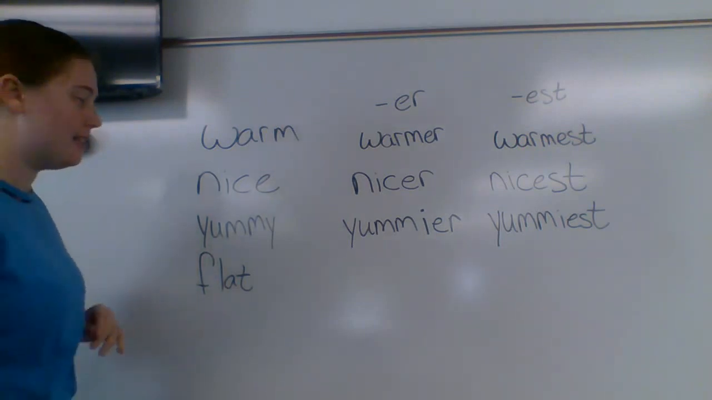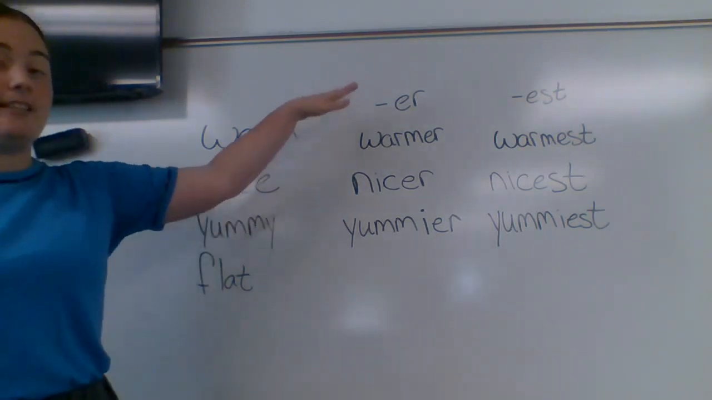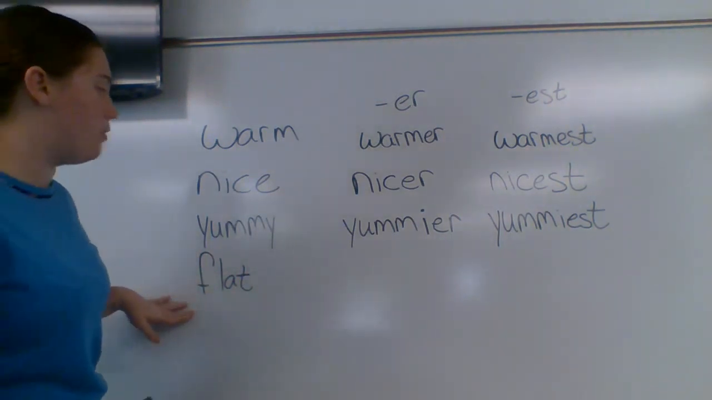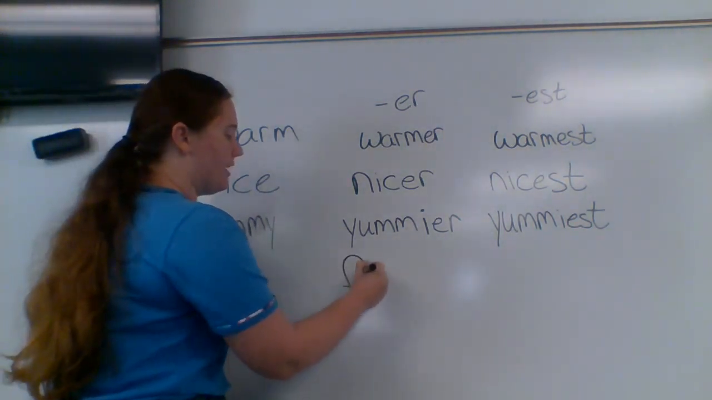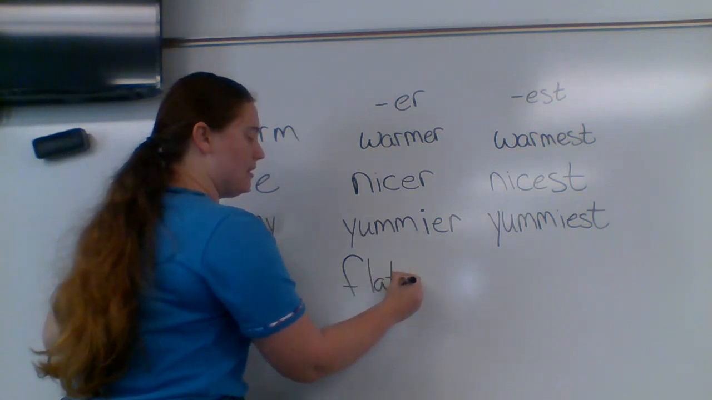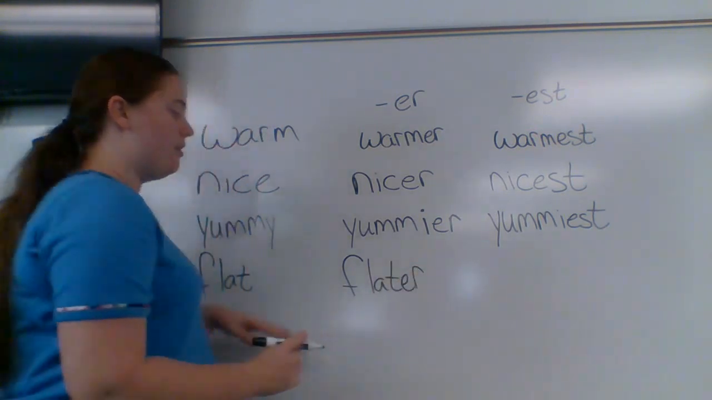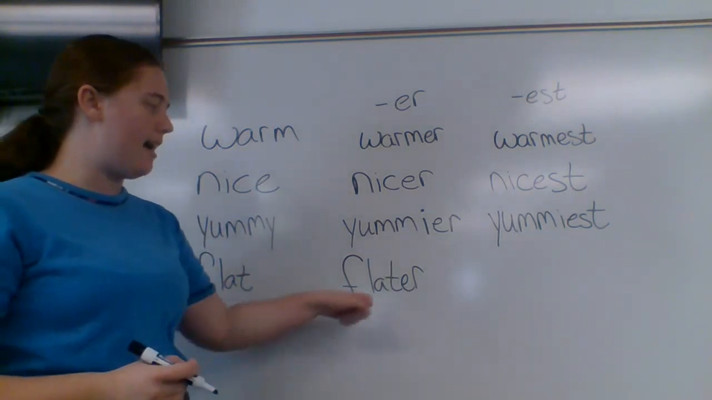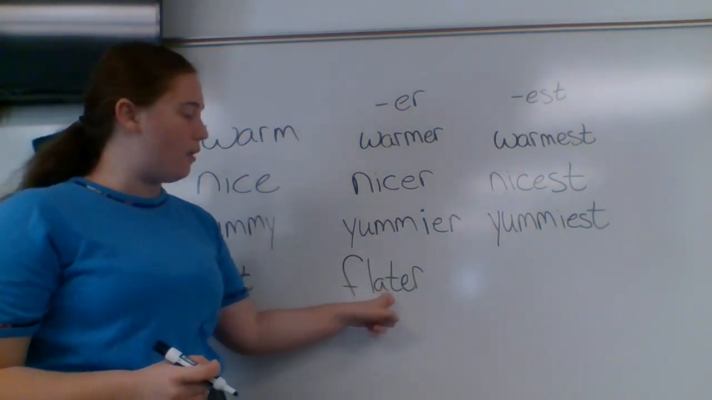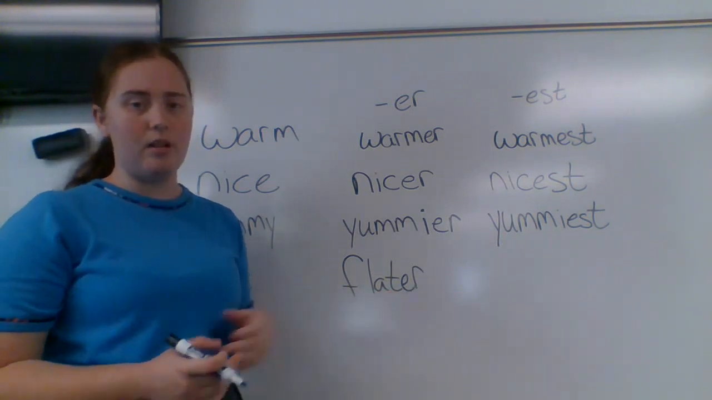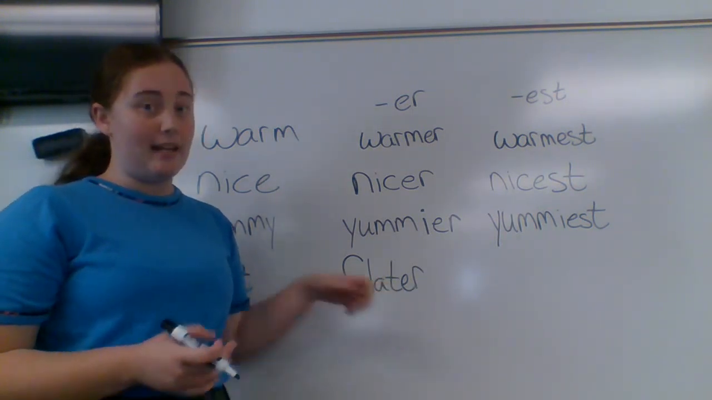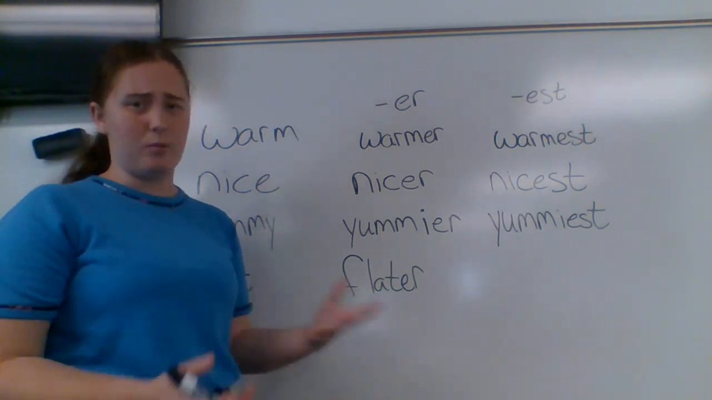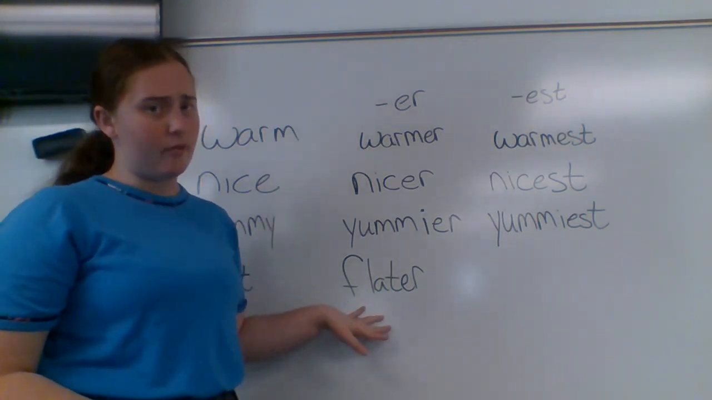Next word, flat. So I have flat, flatter, and then flattest. That's what's going to need to be written. Make sure when we're writing this, we don't want to do flat, F-L-A-T-E-R. That's the word flatter, but what's wrong here? I have a vowel, a consonant, and a vowel. So this A would be making its long A sound. So this is not the word flatter anymore, it's flater.